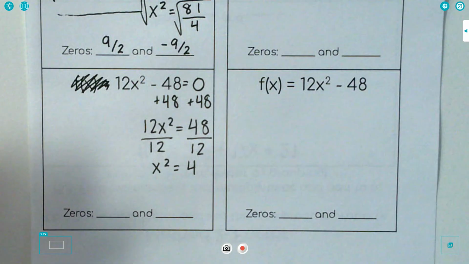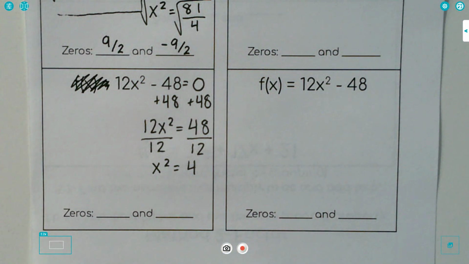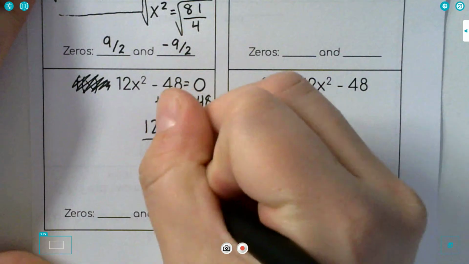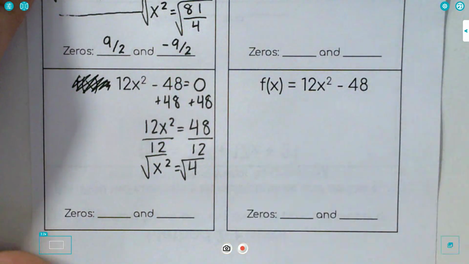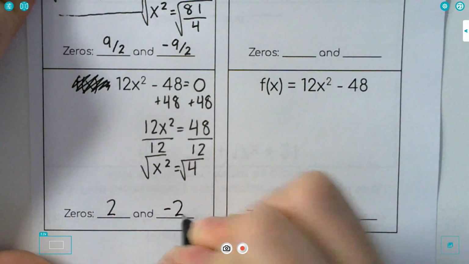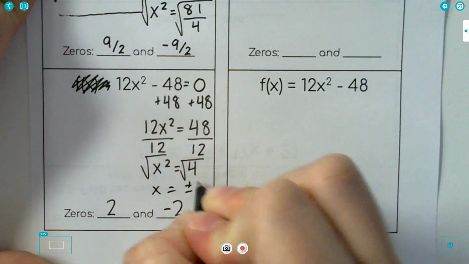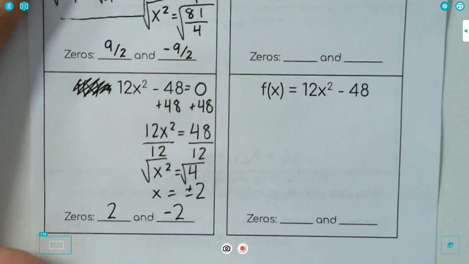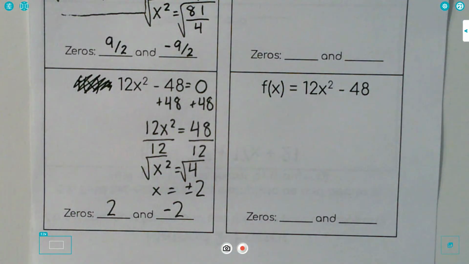Okay. What is our last step here? Square root. So square root of x squared, square root of 4. What's the square root of 4? 2, and also negative 2. So x is plus or minus 2. You can write that. You can just go straight to your zeros. I don't care. All right, so sometimes you'll end up with fractions. Sometimes you won't. Our goal with this unit is to show you all of the possible things that might happen.